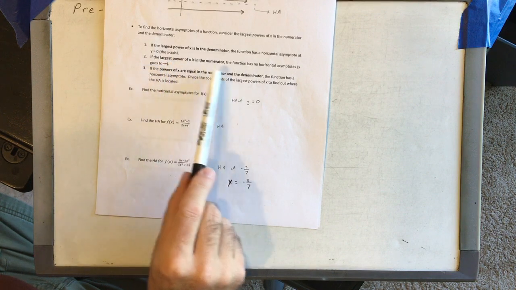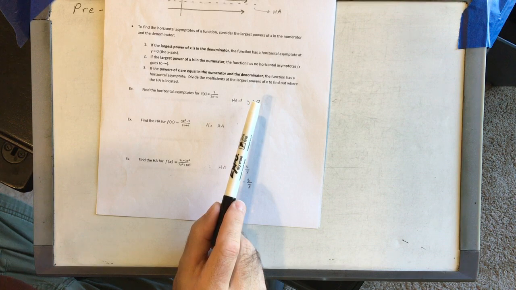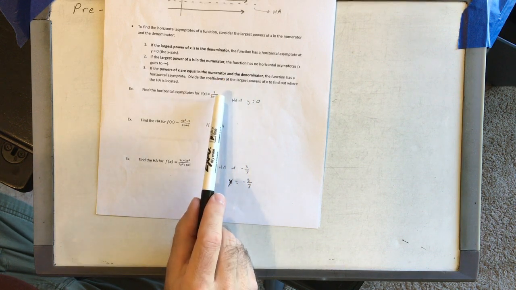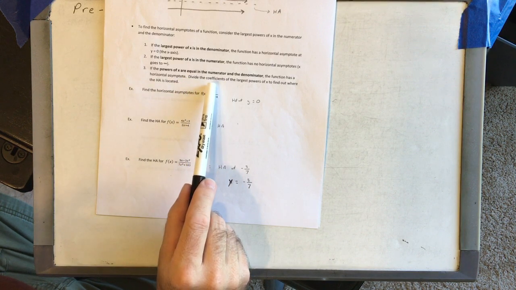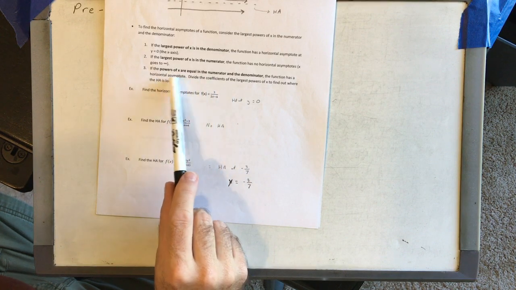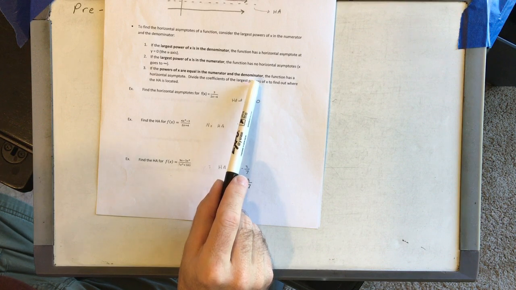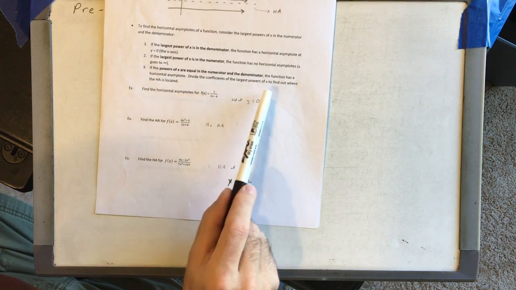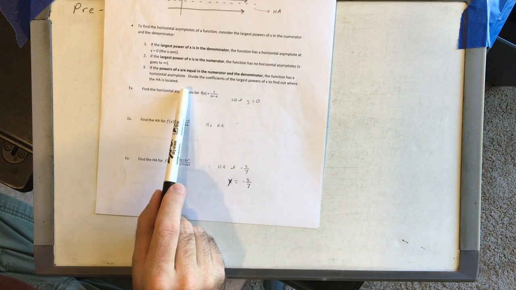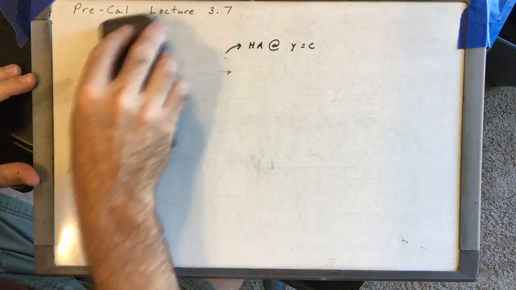If the largest power of x is in the numerator, there's no horizontal asymptote. We'll have an example like that. When I say power, I mean like x squared, x cubed, whatever, or just x to the first. If the powers of x are equal in the numerator and denominator, then it does have a horizontal asymptote, and you use the coefficients to determine that. All right? So let's take a look at our 3 examples.